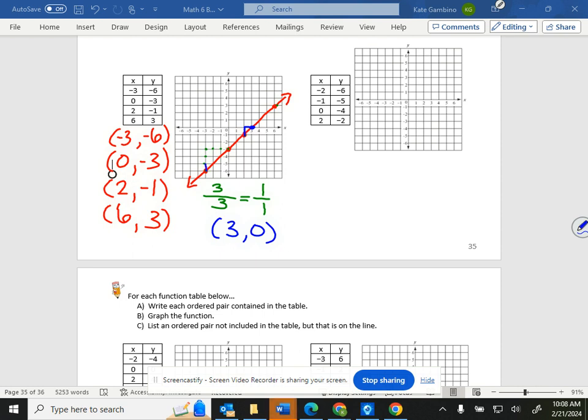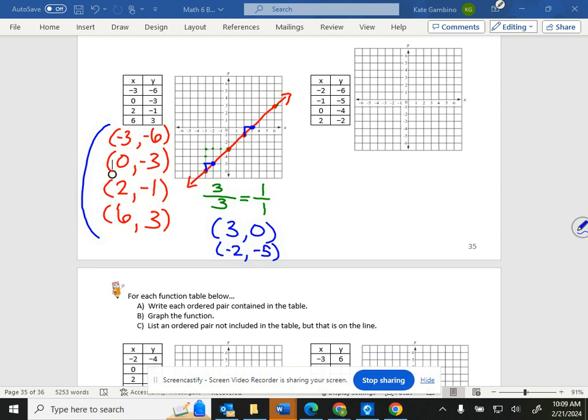No, you can find any of these. I could go here and go up 1/1, and that would be -2, -5. So you can find any point as long as it's on that line. Use the slope. It needs to be on the line, but it cannot be one of those 4 that we got from the function table.